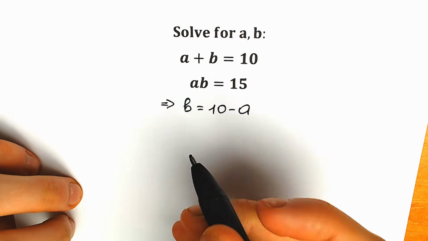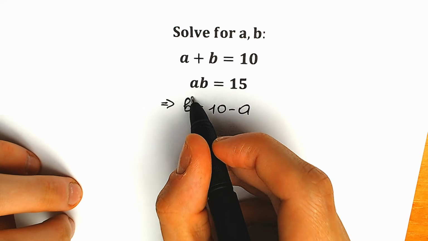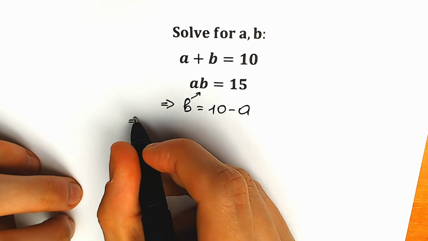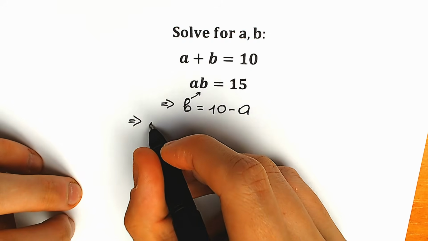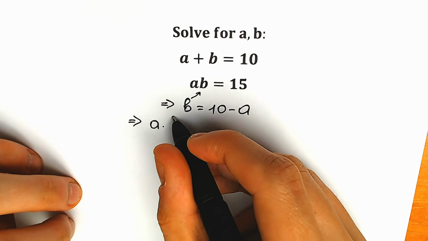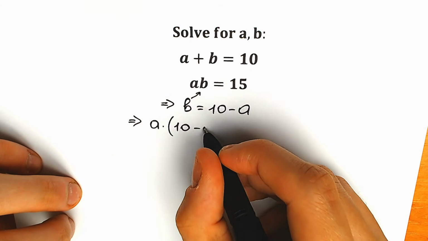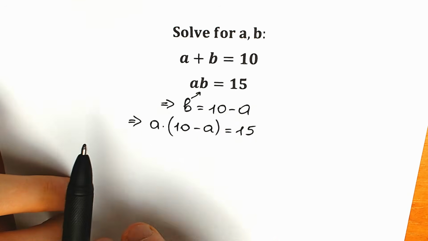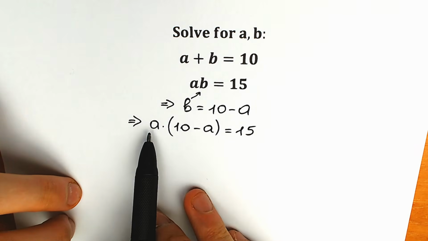Right now, the main idea is to plug in this 10 minus a instead of b into the second equation. So let's do this and practice it. We have a times (10 minus a) equal to 15. Now let's simplify it. We have only one variable, we don't have b, so we have only a.